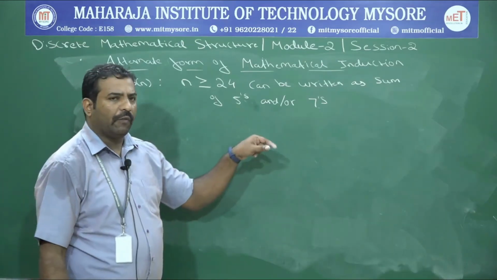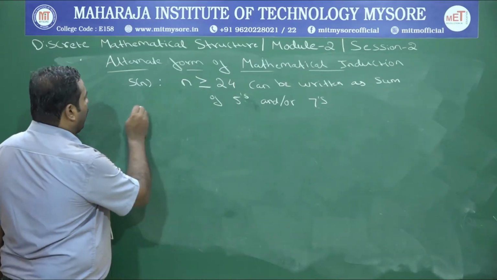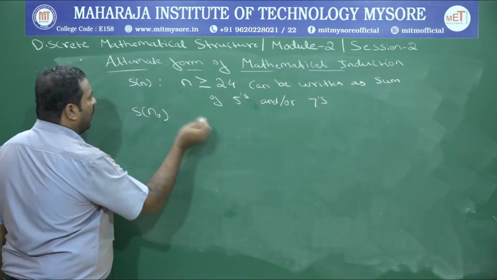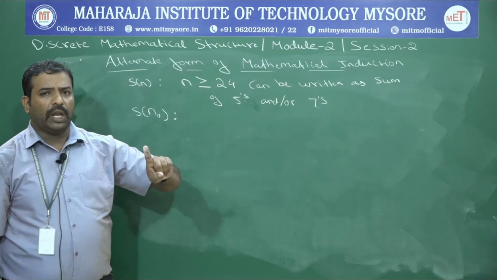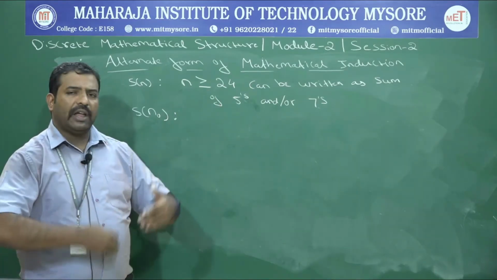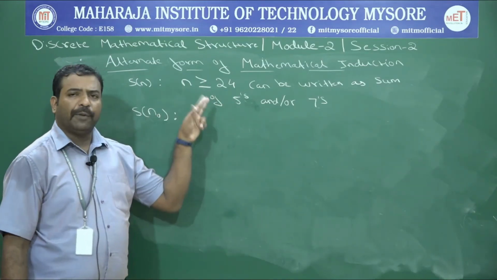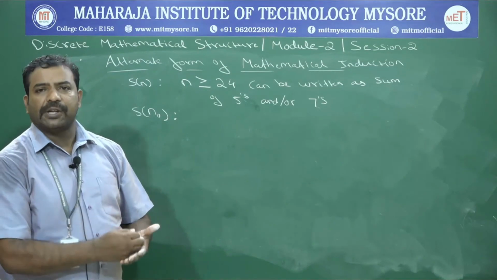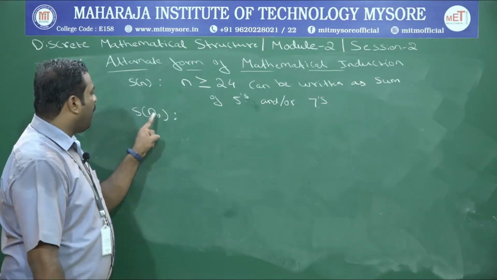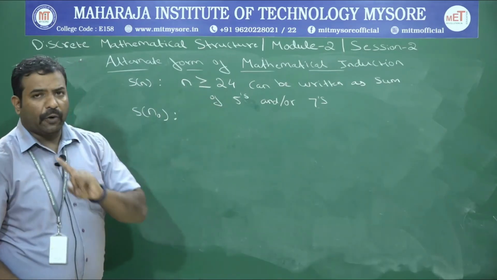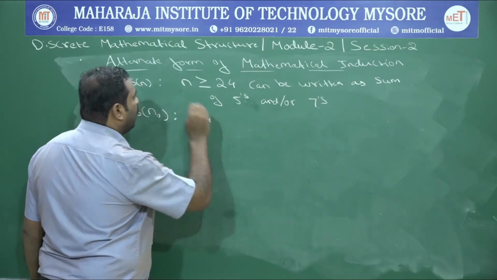So this is how we are going to solve it. As in the alternate form, first let us check out S of n0, the very first value. Now the very first value is not 1. If there was no such condition, then I would have picked n equals 1. But here the condition is that the number should be greater than or equal to 24, and the very first number is 24. Don't try to prove it for S of 1. I need to start from S of n0, and n0 is going to be 24, not 1. Hence I need to prove it for 24.